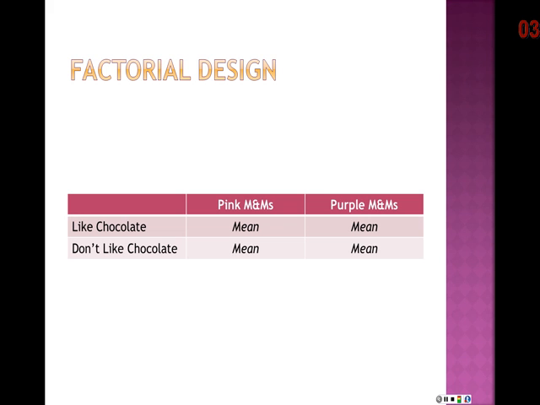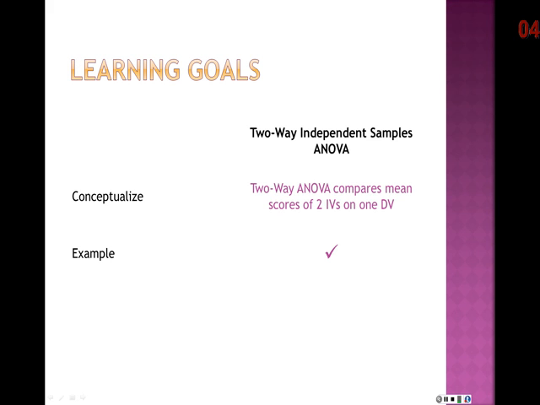And so this is what's called a factorial design. We now have the means for people who are in the pink M&M condition, the purple M&M condition, and people who like chocolate and don't like chocolate. So we're looking at these means across all four of these subgroups. So quickly, just to recap on conceptualizing this, a two-way independent samples ANOVA compares the mean scores of two independent variables onto one dependent variable. This is an extension of one-way ANOVA.